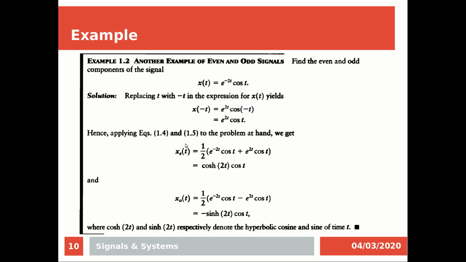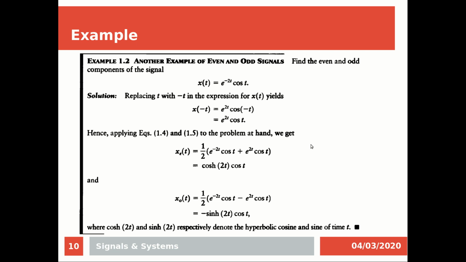So returning back here, I replace each small t with minus t in the expression. Minus minus t is positive t, and I replace this t with minus t, so cosine of minus t is cosine t. And I have here e to the power 2t. Okay, now I have x of t and I have x of minus t.